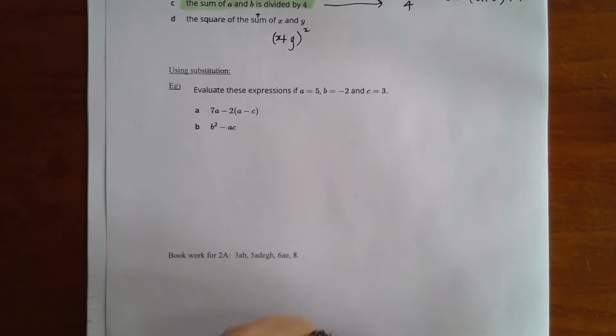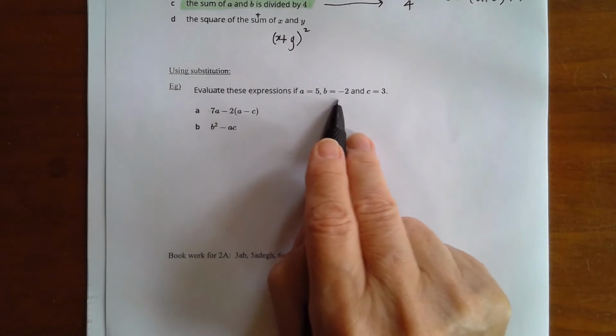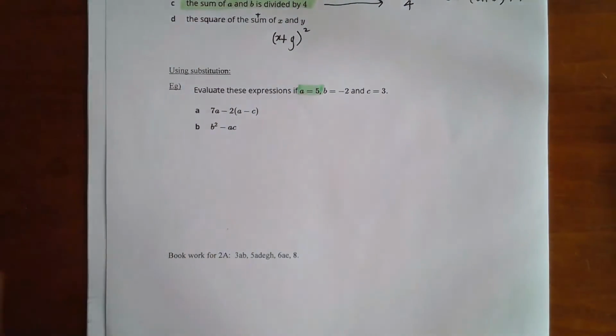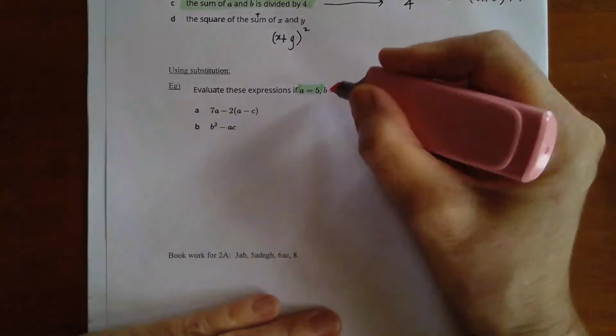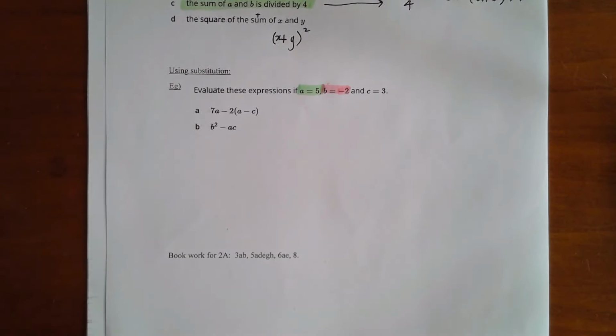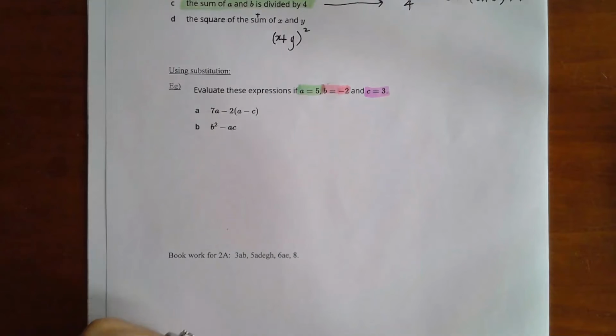Using substitution. It says evaluate these expressions if a is 5, b is -2, and c is 3. Sometimes I highlight these because they get kind of mixed in the problem. And I want to remember really carefully to evaluate using brackets, especially when the numbers that I'm evaluating are negative.